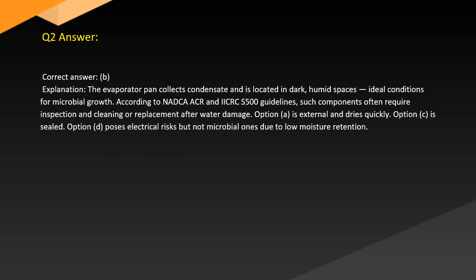Answer. Correct answer: B. Explanation. The evaporator pan collects condensate and is located in dark, humid spaces, ideal conditions for microbial growth. According to NACA, ACA, and ICACUS guidelines, such components often require inspection and cleaning or replacement after water damage.